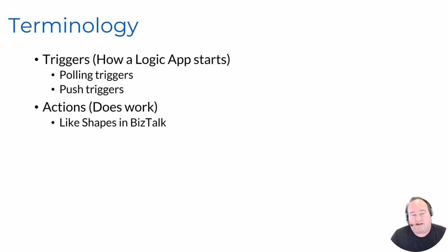We also have actions. Actions are what do the work inside of a logic app. These are what we call shapes in BizTalk. I will interchange the two constantly, and I shouldn't. It's very well defined that in Logic Apps it's an action. So keep that in mind. You might hear me in other videos say it's a shape, but really it's an action. It does the work inside there.